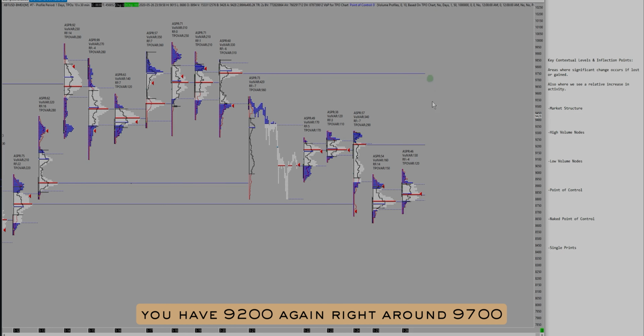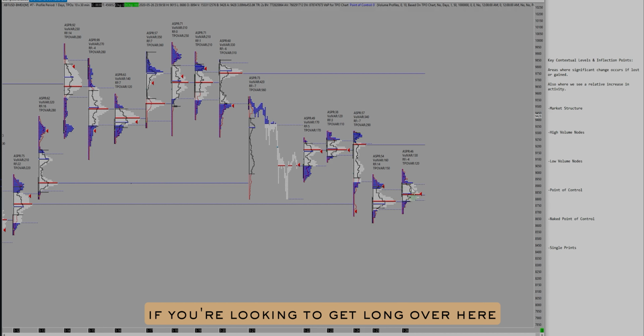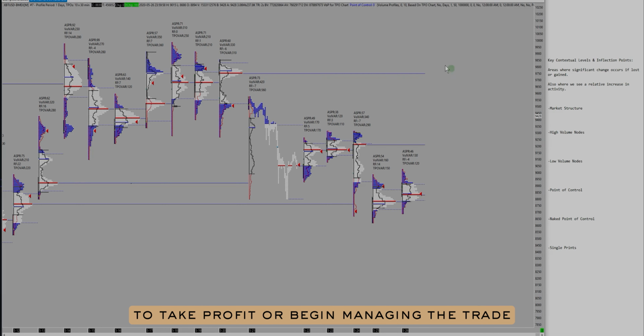Again, right around 97, and we would expect that when the market moves up, there'll be a good degree of kickback from both of these levels, or we should expect that the price probably will consolidate around these levels briefly. So again, just representing a potential area, if you're looking to get long over here, to take profit or begin to manage a trade.